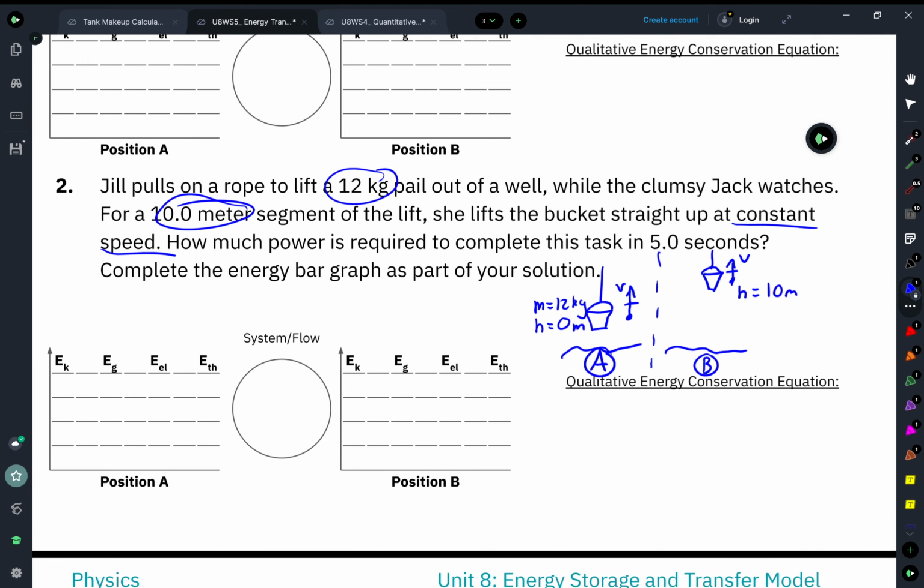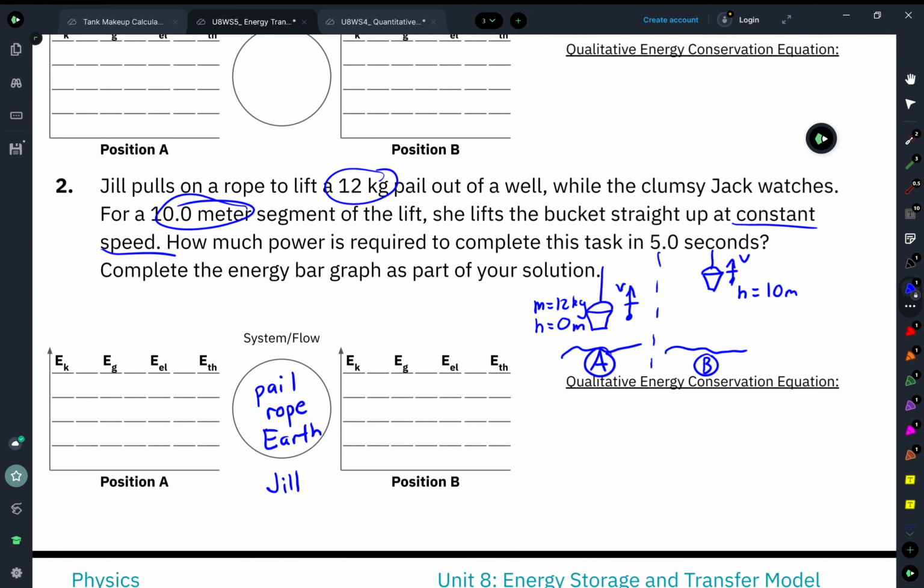The first thing that we're going to do with this energy bar chart is to identify the system. Now, I'm going to definitely be looking at the pail, because that's what I've included in my problem. Probably going to be including the rope, because I can see that, and probably the Earth, because we're talking about the Earth's gravitational field. I decided not to include Jill in my diagram, because, well, it's just a bit hard to include her in the well. So I'm going to put Jill outside of our system.